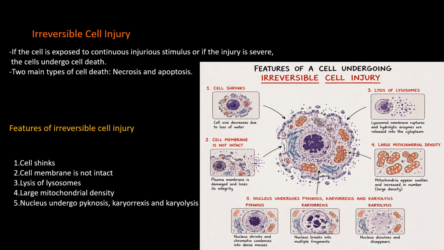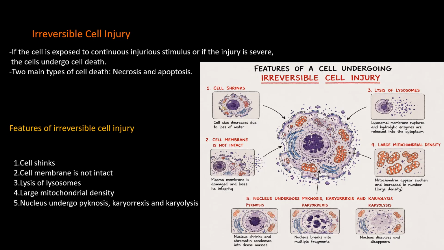The cell shrinks. Here, as you see in the diagram, the cell size decreases due to loss of water. In reversible cell injury, we see the cell swells, but here the cell shrinks. The second one we have is that the cell membrane is not intact. If you look at the cell membrane here, the cell membrane is not intact.